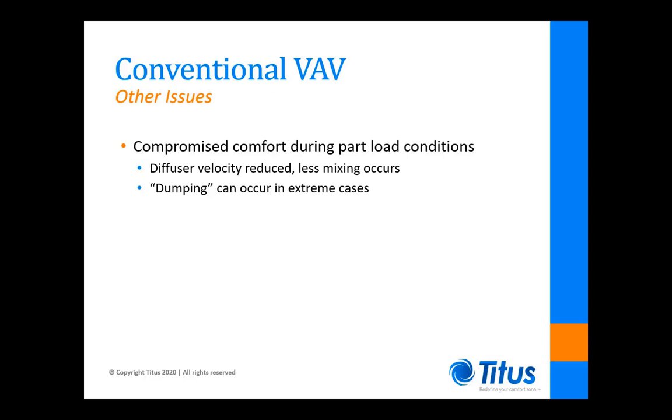During reduced cooling loads, the VAV box will start to close, reducing the airflow to the diffusers. This reduces the diffuser neck and slot velocity, which reduces the diffuser's ability to mix the cold supply air with the surrounding room air. In extreme situations, the jet velocity leaving the diffuser may not be high enough to maintain the ceiling or coanda effect, causing the cold air to fall off the ceiling onto the room occupants, which can be quite uncomfortable if you're sat immediately below the diffuser.